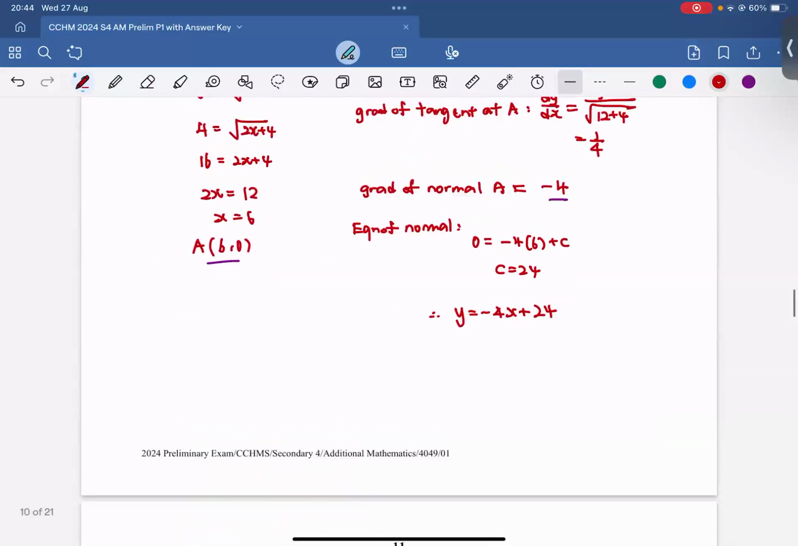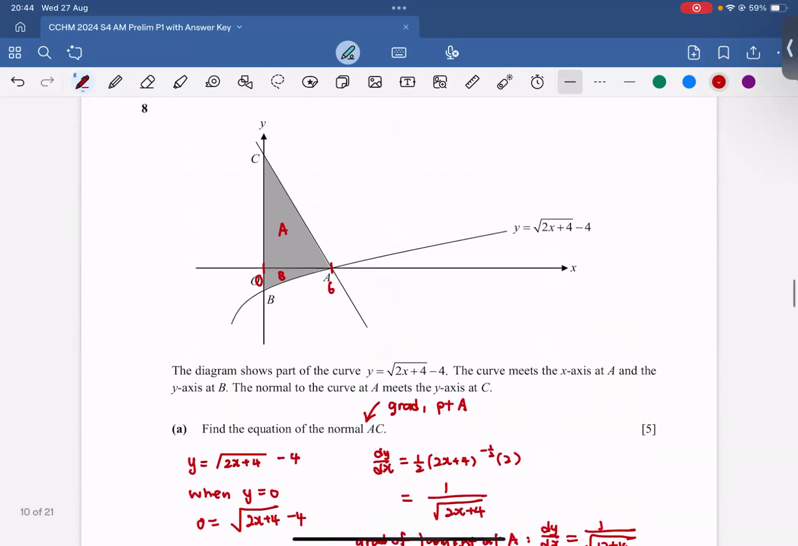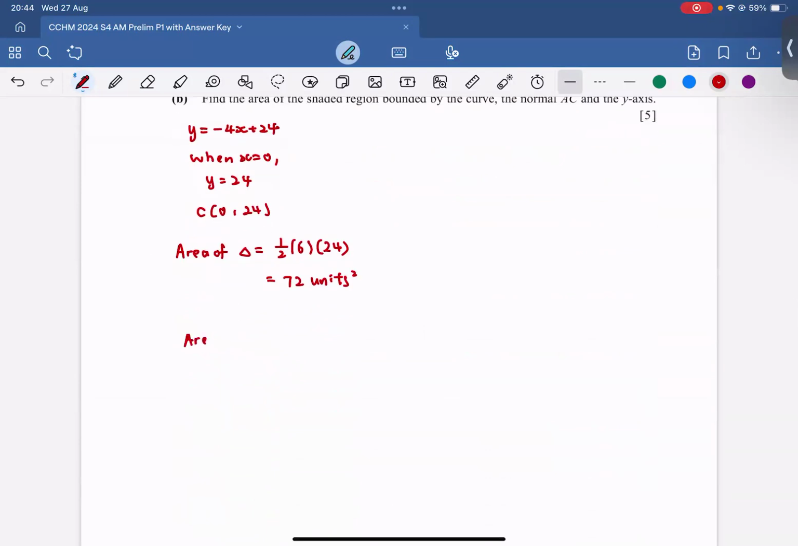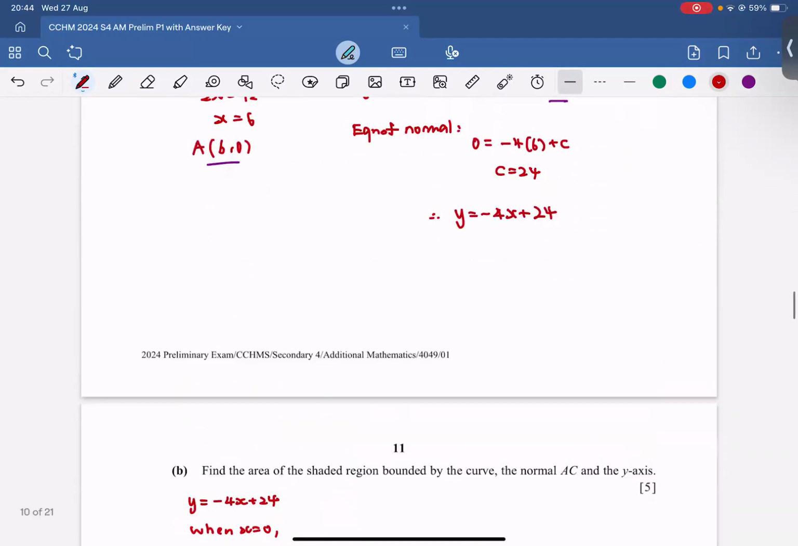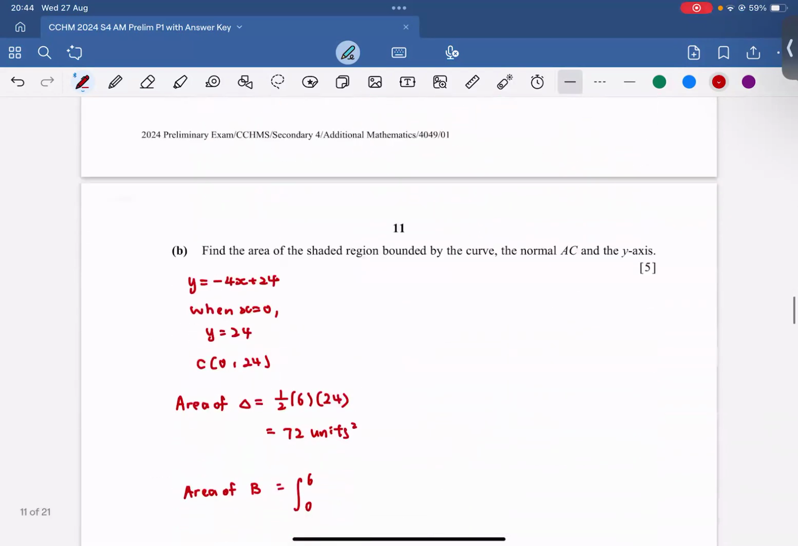Okay, next to find this portion, we know that this is 6, this is 0. So we integrate from 0 to 6 and we expect the answer to be negative. Why do we expect the answer to be negative? Because the area of B is under the x-axis. So to find the area of B, we integrate from 0 to 6. What's the equation? Square root of 2x plus 4.